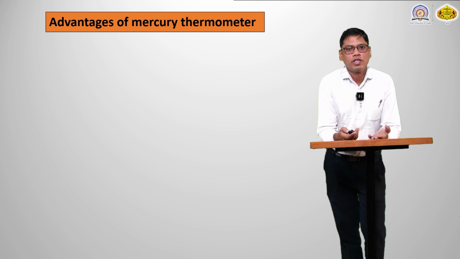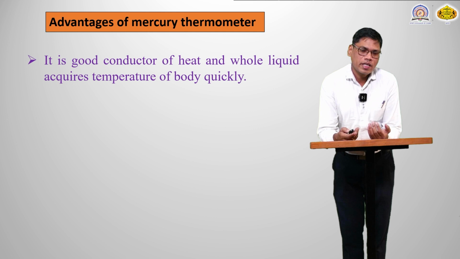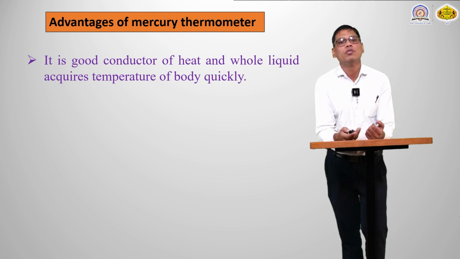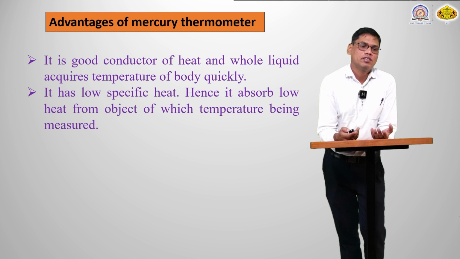Advantages of the mercury thermometer. It is a good conductor of heat, and the whole liquid acquires the temperature of a body quickly. So this thermometer can give a very good reading as it absorbs heat quickly.